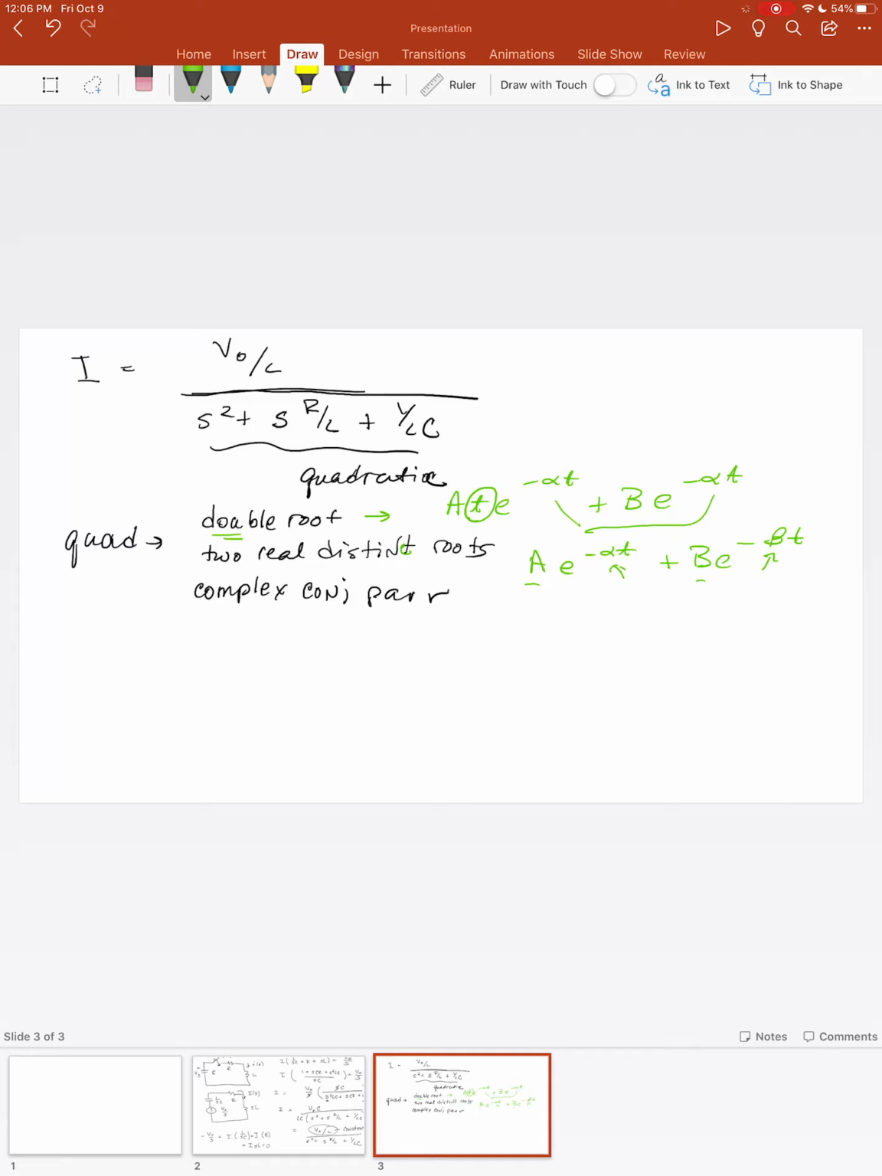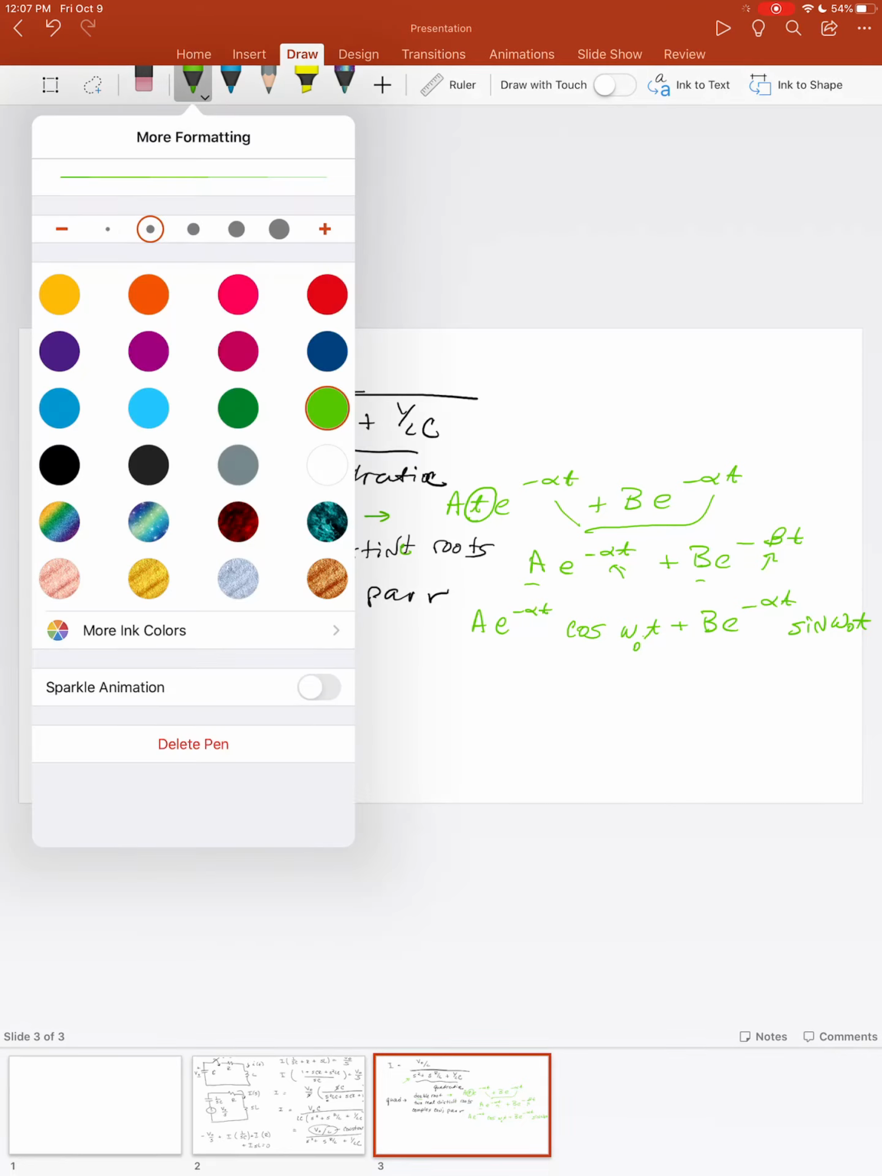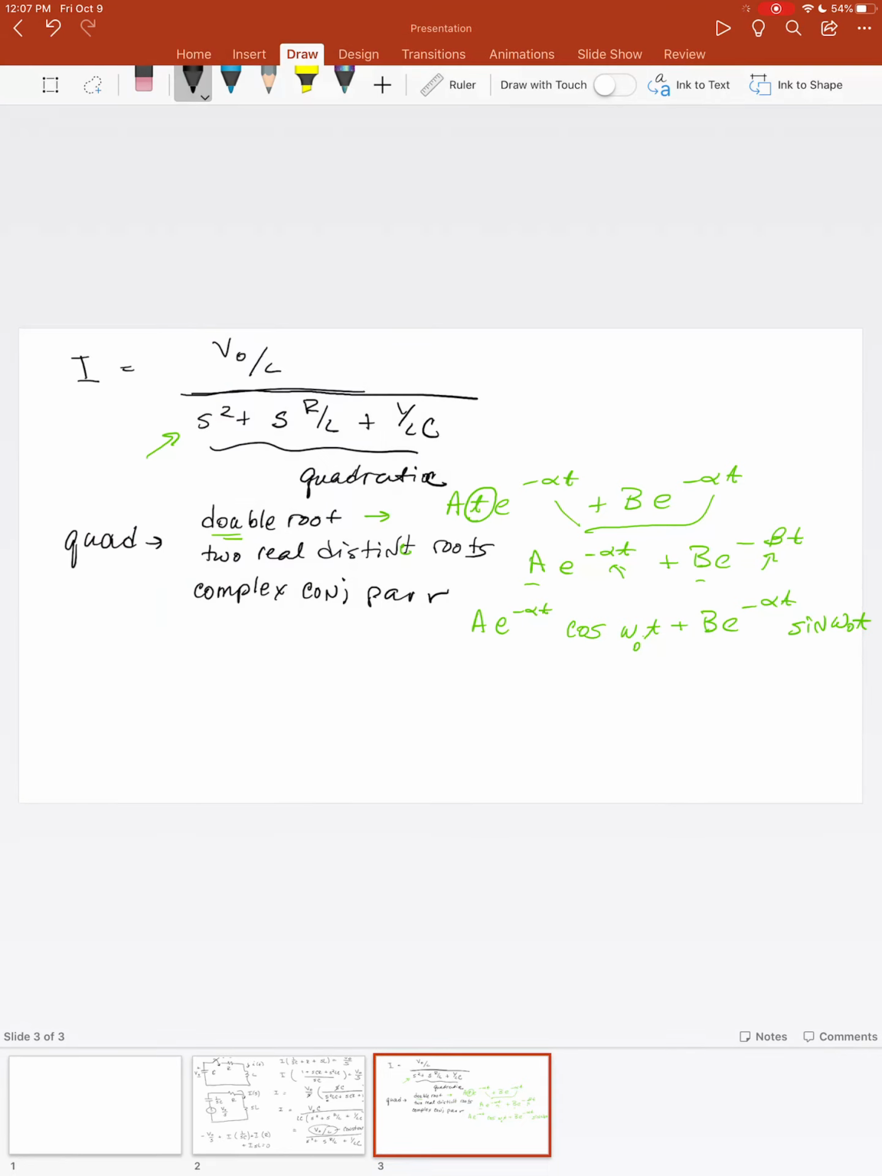And there's also the complex conjugate pair, which we know gives us something of the form a e to the minus alpha t cosine omega t, where this is some constant omega, plus b e to the minus alpha t sine omega t. So those are the three possibilities. So let's look at this denominator.